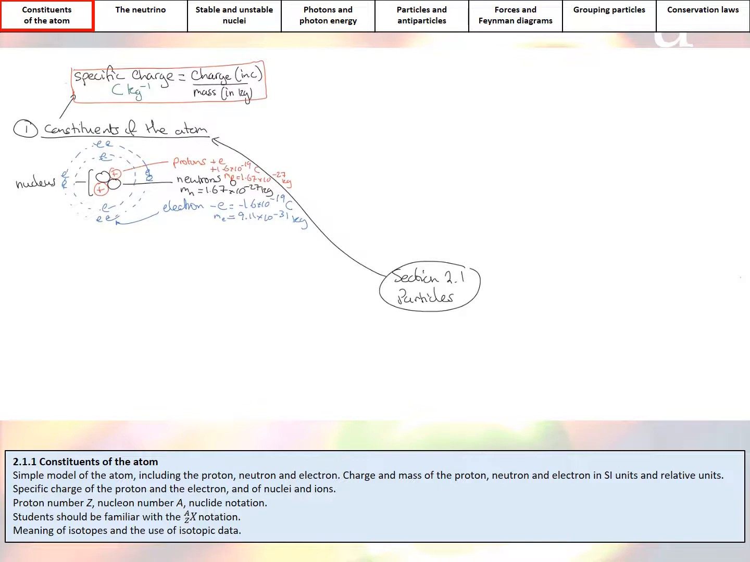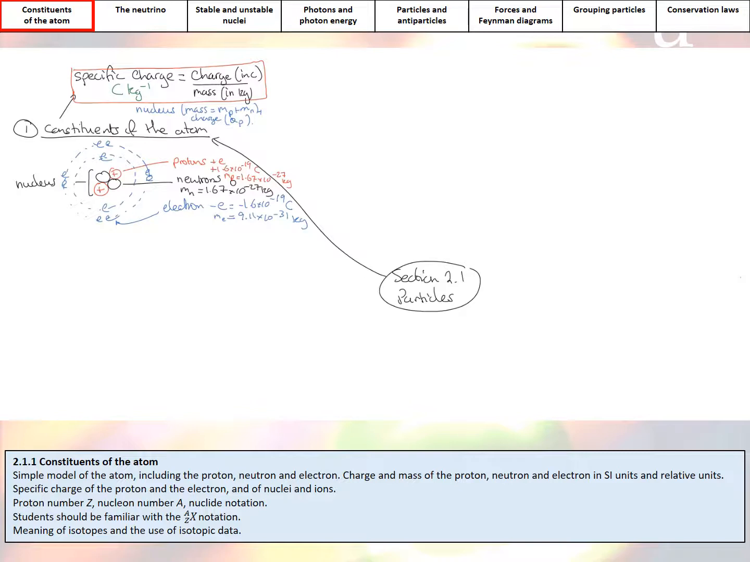Now, a few little things to watch out for. They may well say calculate the specific charge on a nucleus, in which case the mass is the total mass of the nucleus, mass of protons plus mass of neutrons, and the charge is the charge of all the protons put together.